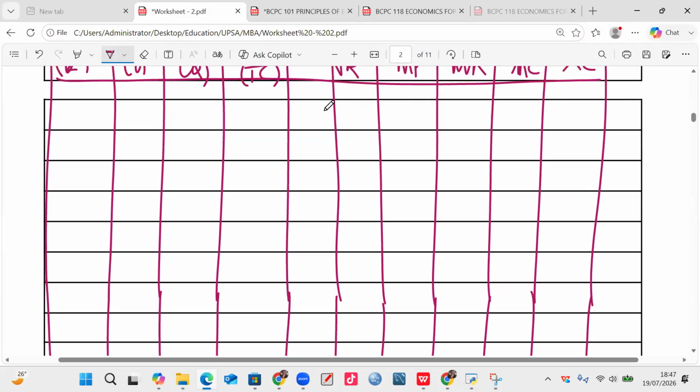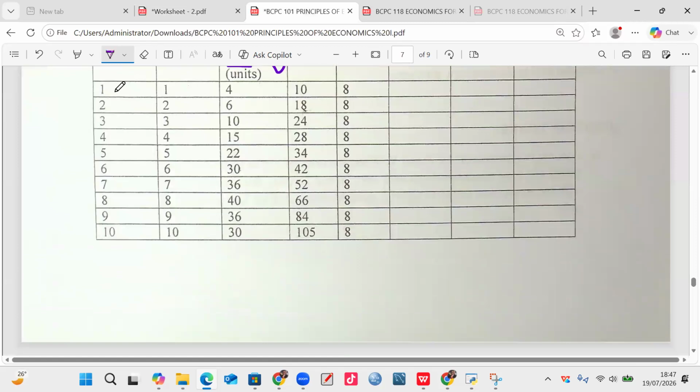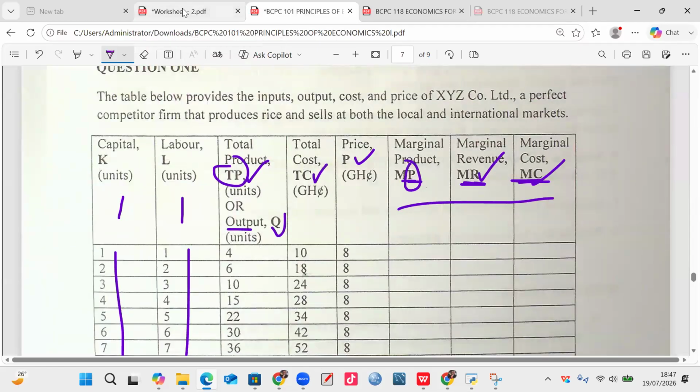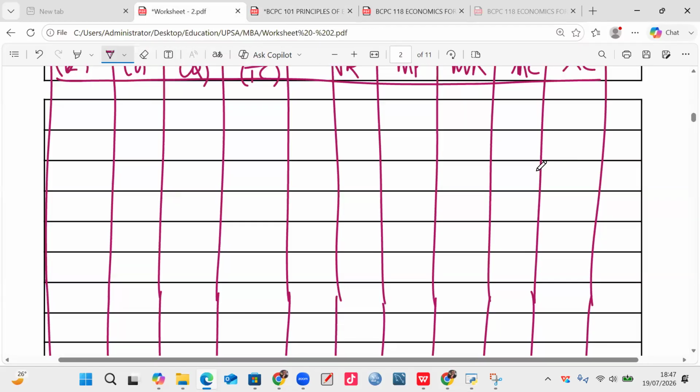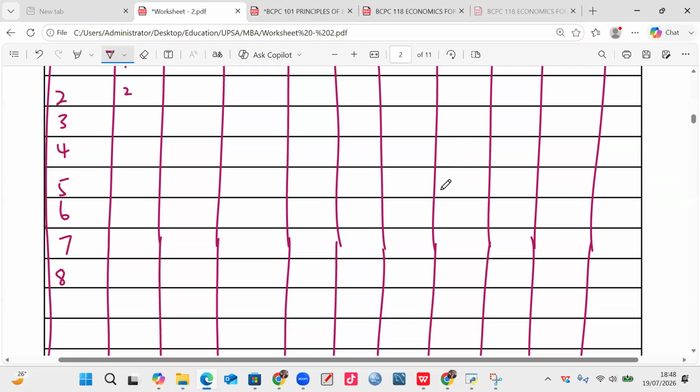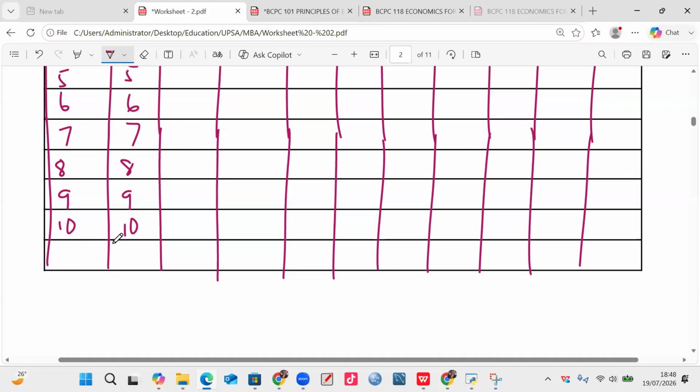Now let's go. So give me the values. It's 1 to 10 here, right? 1 to 10 there, right? Yes, please. For the capital and labor. So let's go. 1, 2, 3, 4, 5, 6, 7, 8, 9, 10. That's it. So it ends here.